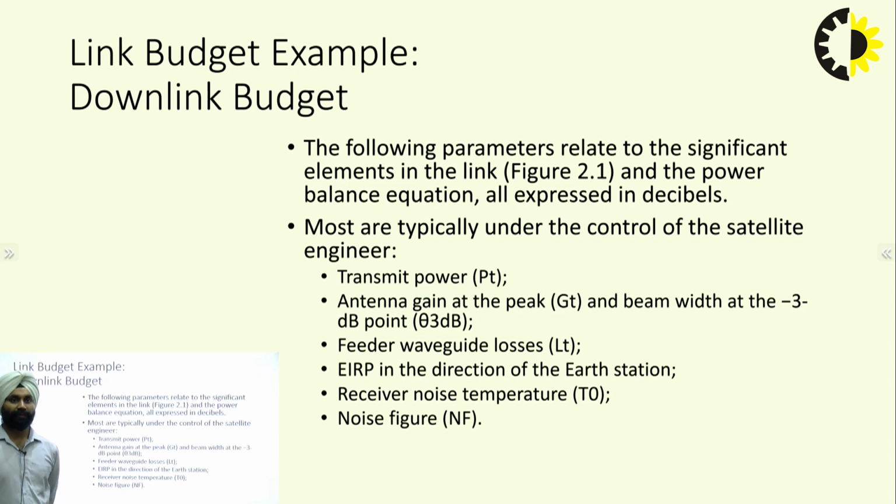So the following parameters, now we have discussed the downlink. Again, if we see the following parameters related to the significant elements in the link, the power balance equation is all expressed in decibels. The most typically under the control of the satellite engineers are the transmitted power, antenna gain, maximum antenna gain at the beam width of 3 dB, the feeder waveguide loss, the EIRP in the direction of the earth station, the received noise power, and the noise figure.